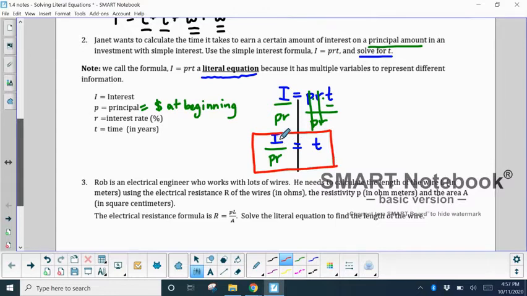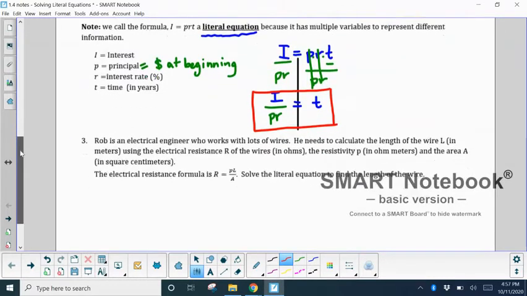So I would take the interest, I would divide by the principal times the rate, and that would tell me how many years it's going to take for her to earn a certain amount on her account. Okay, so the main idea here is to take a variable from a literal equation and be able to isolate it or get it by itself.